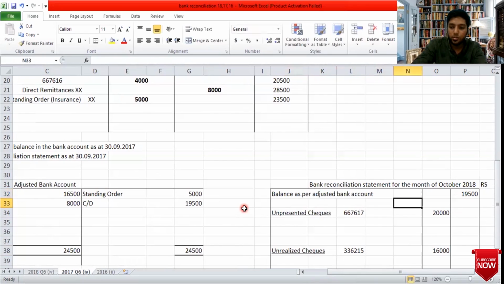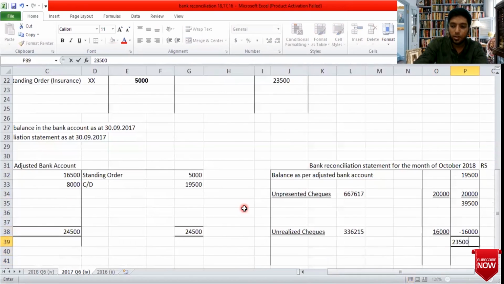Now you have 20,000 here. You will transfer it and then add it with 9,500. So 9,500 plus 20,000, how much will you get? 39,500. So that's easy. We are done with 39,500. We need to deduct 16,500. So I'll deduct 16,500. Right. So 39,500 minus 16,500 will give you 23,000. This is your final balance. You will say it as balance as per bank.